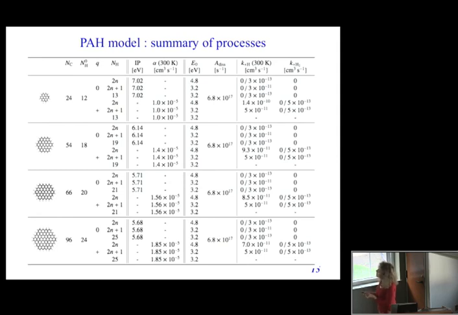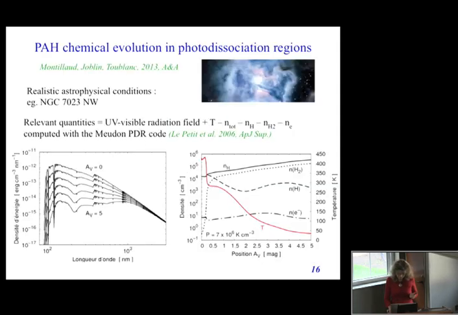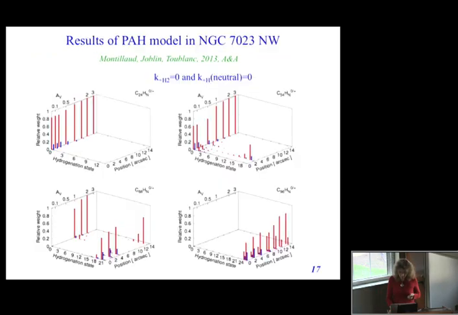This is reactivity, in this table. And then we have to connect to the astrophysical conditions. So this is the same nebula as I showed before, with the star and the cloud. And with models, we can describe the evolution of the radiation field while going inside the cloud, and also the evolution of the density, the hydrogen H2 density in particular, and the electronic density, and also the gas temperature, which we need for the model.